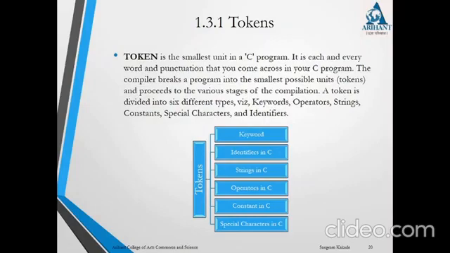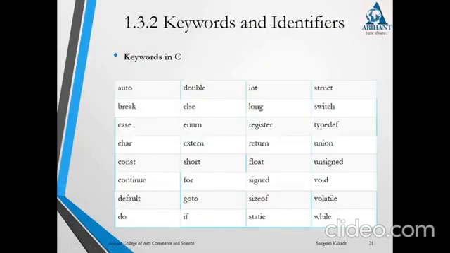A token is divided into six different parts. The six types of tokens are keywords, operators, strings, constants, special characters, and identifiers. So I have listed out the sequence: keywords, identifiers in C, strings in C, operators in C, constants in C, and there are some special characters as well which can be treated as tokens. Now let's see these tokens one by one, starting with the keywords in C.